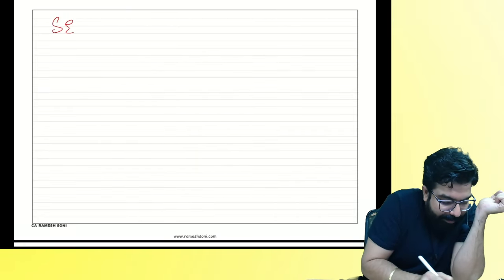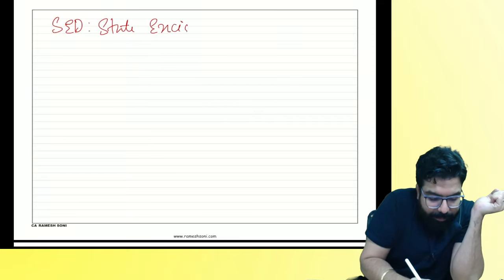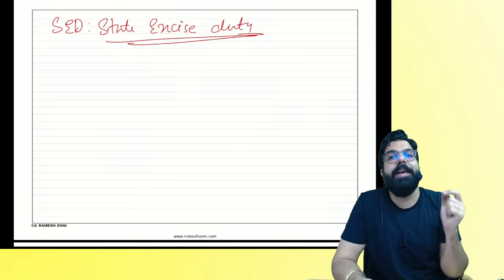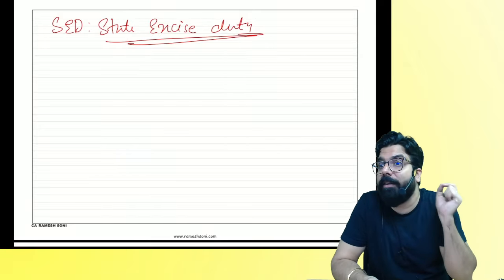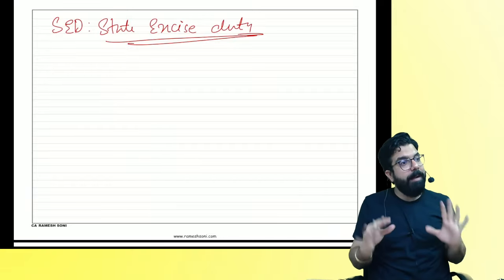SED. What is SED, everyone? State excise duty. So in the state, whenever alcohol is manufactured, the state government will charge everyone what? State excise duty. So if I am a manufacturer, I made alcohol.